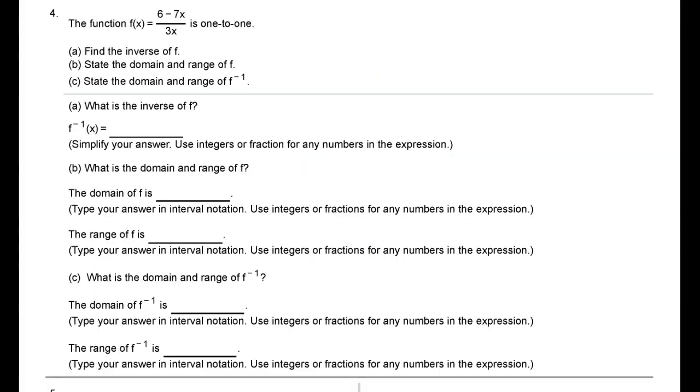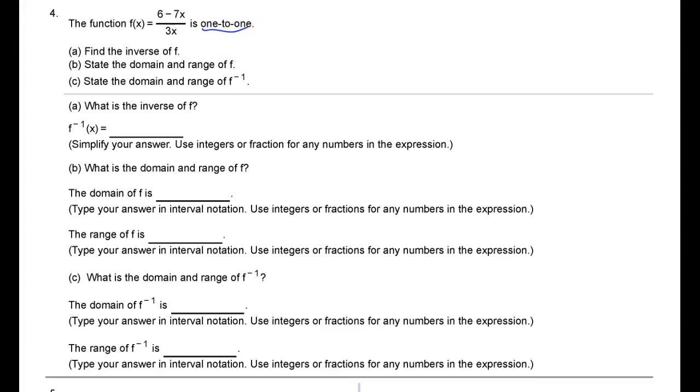All right, so for our next question, we're considering a function f of x equal to (6 minus 7x) all over 3x. And we're asked to find the inverse of that function, as well as the domain and range of the original function and the inverse. So one of the things we need to be aware of is, number one, how do we find the inverse of a one-to-one function? We're told here that this function is one-to-one.